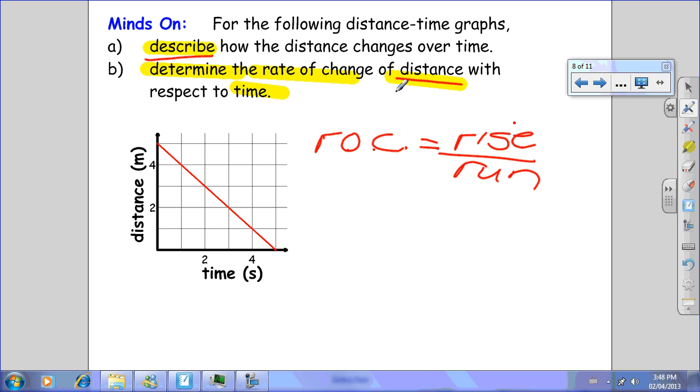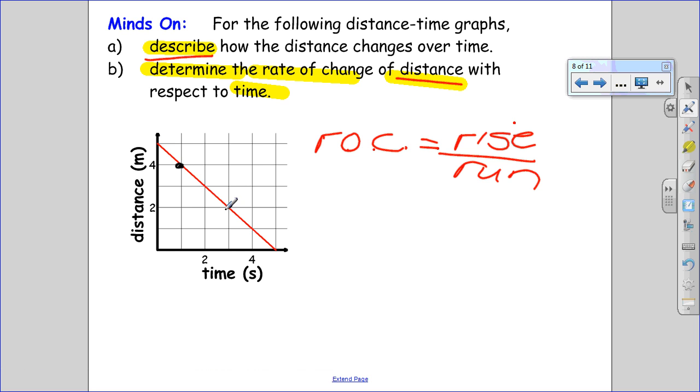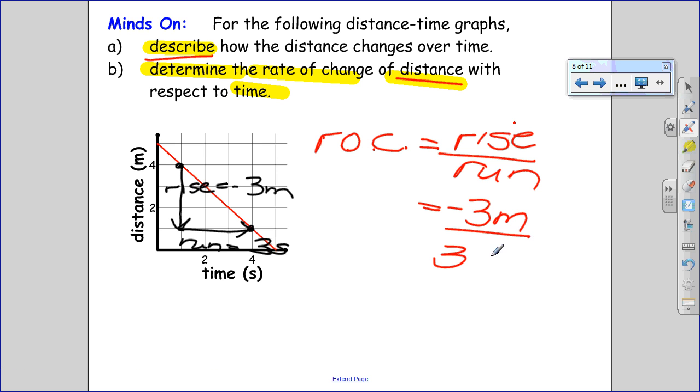So again, I'm going to pick 2 nice points on my graph, one here, maybe one here. And I'm going to go down and to the right. When I go down, I'm decreasing my value. So my rise is negative 3 meters. And my run went to the right, so my time was increasing. My run was 3 seconds. So my rise is minus 3 meters divided by my run, which is 3 seconds. So my rate of change is negative 1 meter per second.